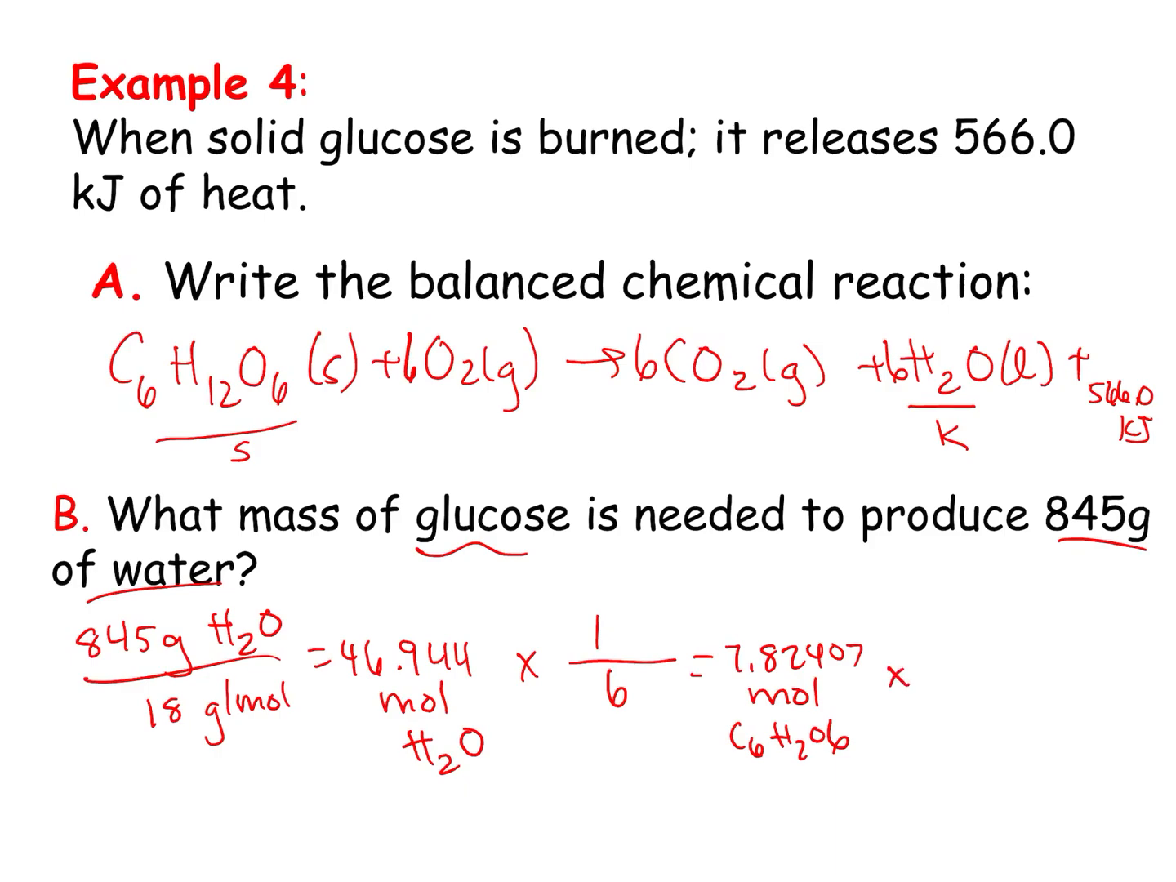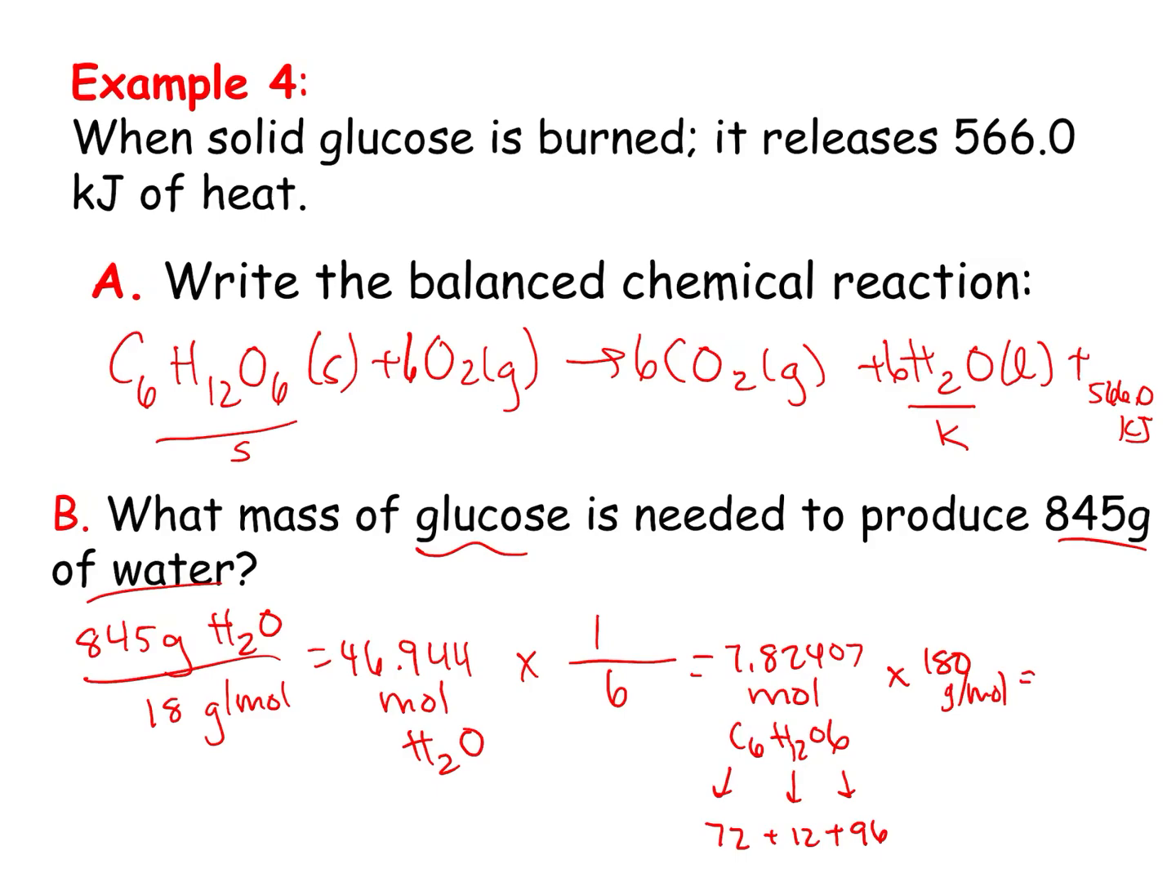So now I need to multiply by the GFM of glucose. So let's quickly do that. That's not one I had memorized, like water. So this is 12 times 6, so 72. 12 times 1 is 12. And 16 times 6 is 96. So 72 plus 12 plus 96 is 180 grams per mole.